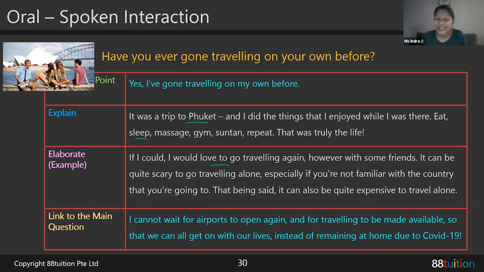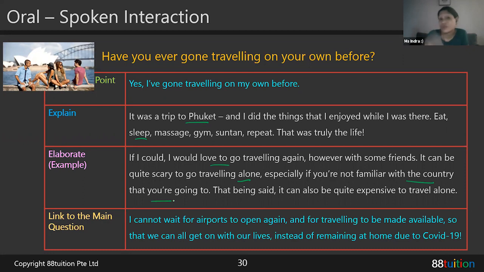It is, actually. But I like to go with some friends. It can be quite scary to go traveling alone. It is, students, especially if it's a less developed country. You can't speak the language. You don't know whether or not you can trust people. So there is that communication barrier, firstly, especially if you're not familiar with the country that you're going to.